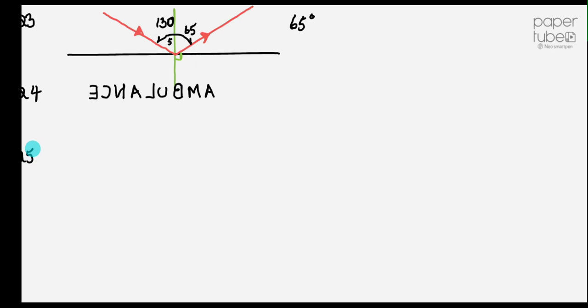Question number 5. It says 2 plane mirrors are inclined at right angles to each other. A ray of light strikes one mirror M1 at an angle of 30 degrees to the incident, and the reflected ray from M1 falls incident on mirror 2. Find the angle of reflection at mirror 2. Right, so let's draw it for a start.